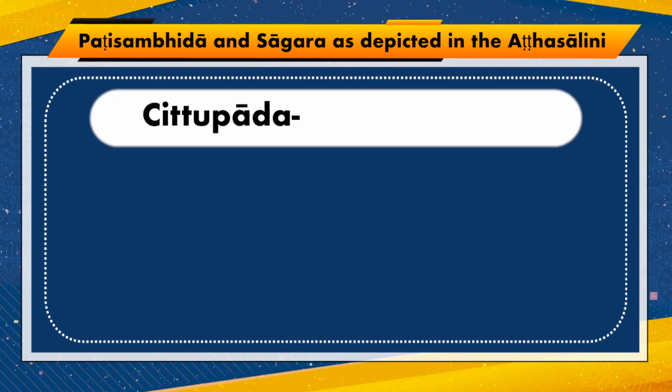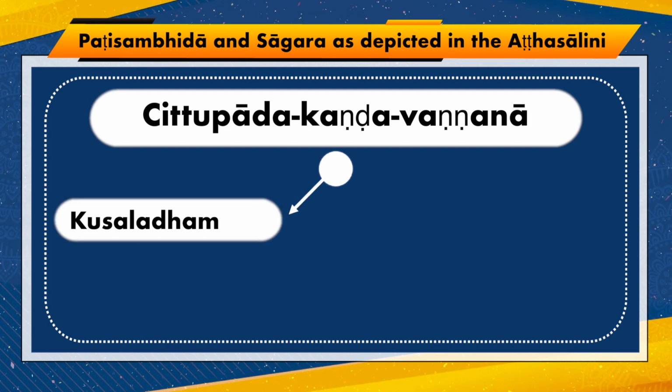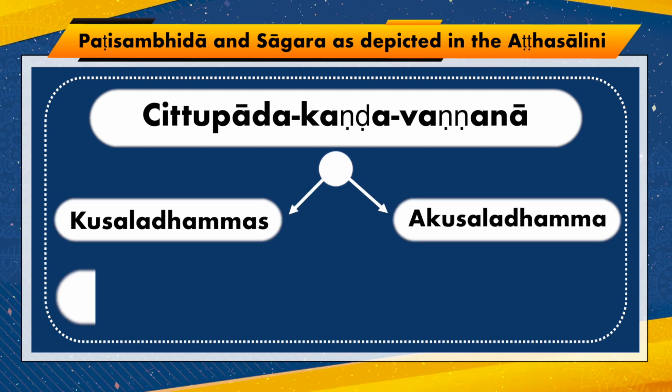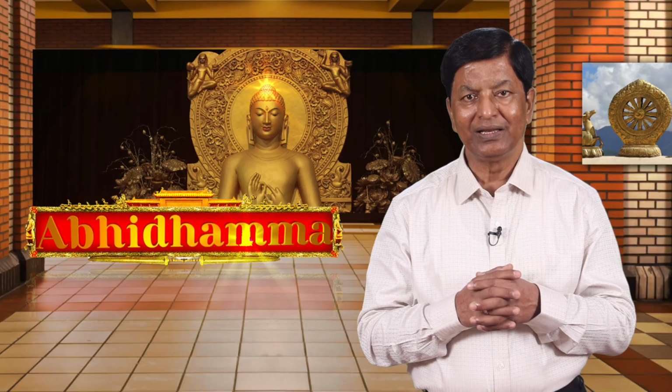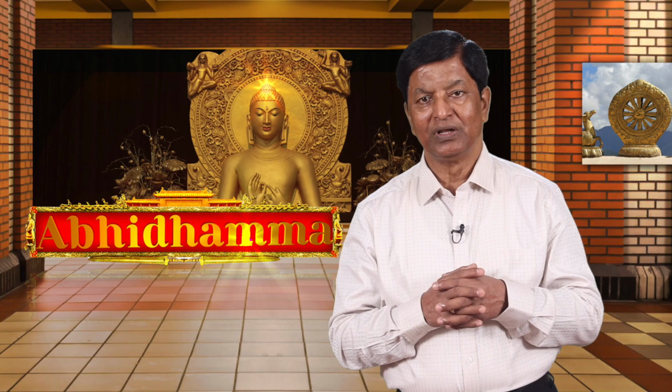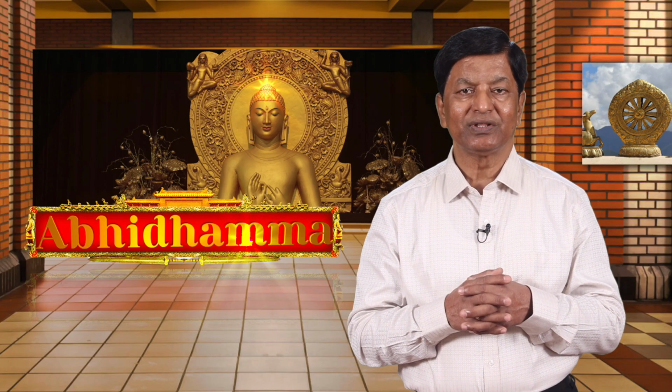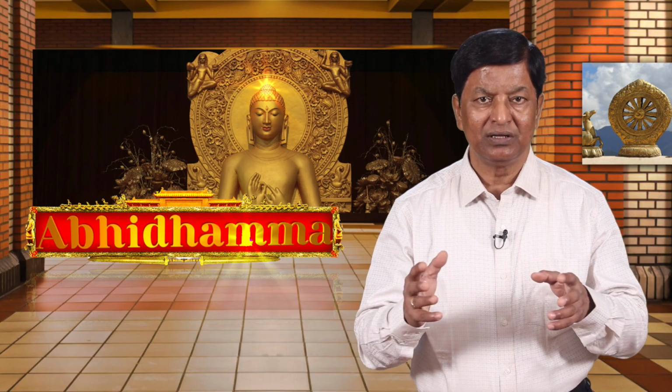The third chapter is Chittupad Kanda Varnana, which covers the treatment of the Kusala Dhamma, Akusala Dhamma and only a part of the Abyakata Dhammas. Only 121 types of consciousness have been enumerated, described, examined and evaluated. They have been treated with apt illustrations.